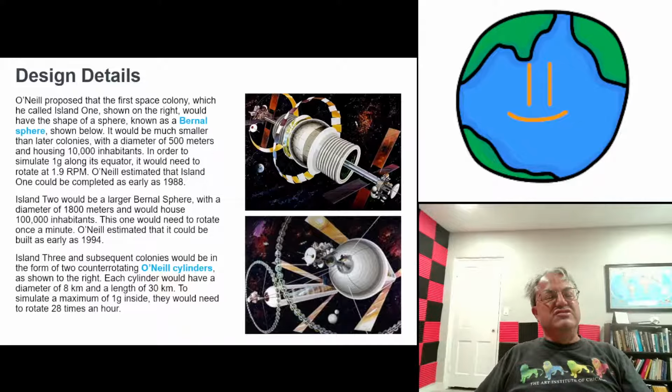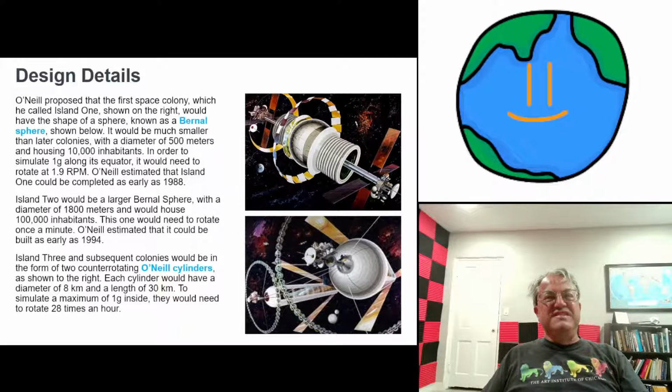So then island two would be just a larger version of island one. It would have a diameter of 1,600 meters, 1.6 kilometers, or about 1 mile. And this one would house 100,000 inhabitants. And O'Neill was very, very optimistic about when these things could be built. I guess he considered the feasibility of engineering and design and manpower that would go into it and all that. And he estimated that Colony 1 could be built as early as 1988 and Colony 2 as early as 1994.